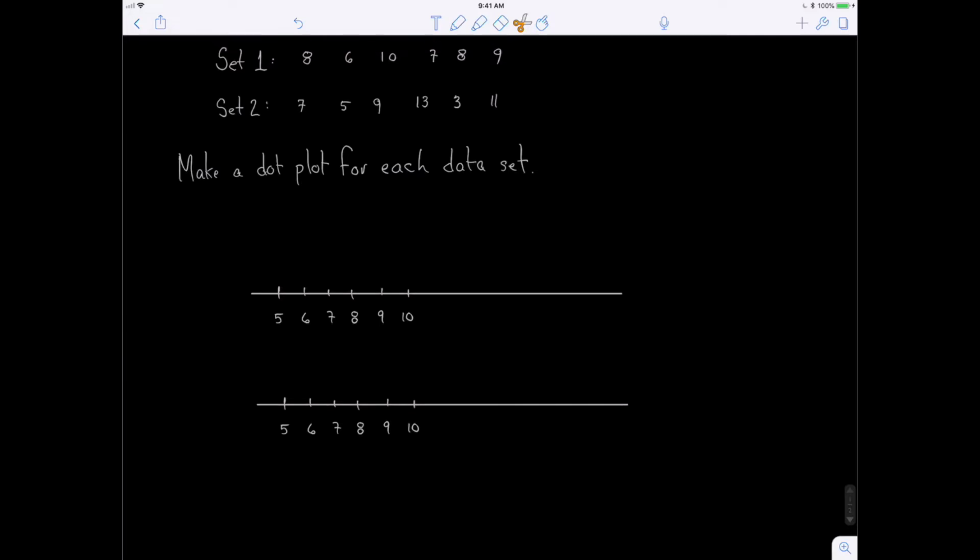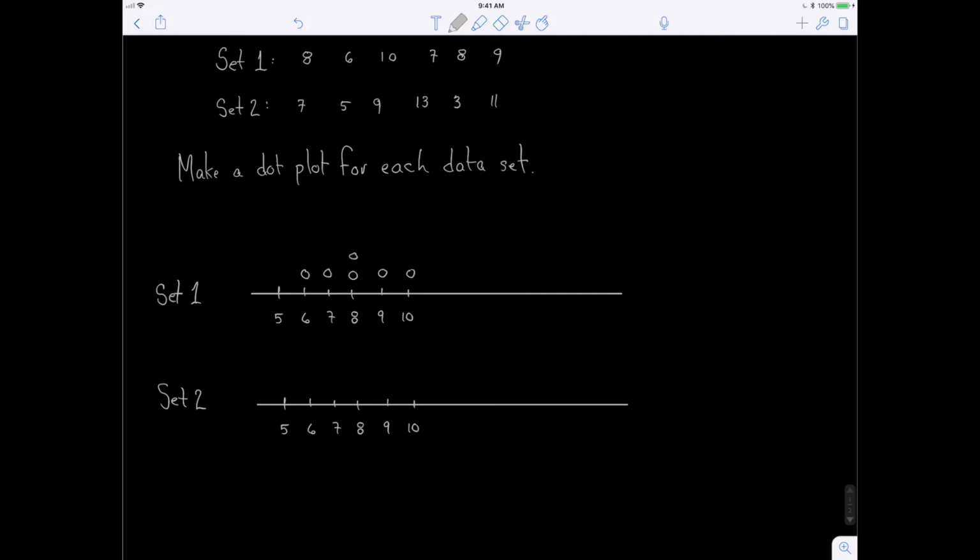So let's plot our first data set. This is set 1. Set 1 will go on the first graph and set 2 on the second. So here we go. I have an 8, a 6, a 10. What else do we have? Then I have a 7, another 8, and a 9. Oh, and I made a 10 for the 10. I really didn't want to do that. I just wanted to put a dot there. Okay, that's my first set.